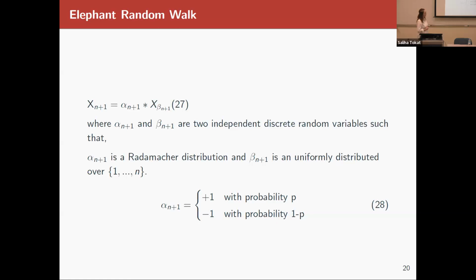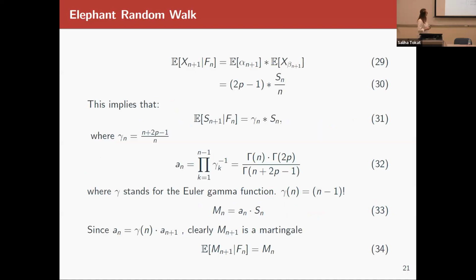So X_n is the step. Alpha is a Rademacher distribution; it is either 1 or -1. Beta is uniformly distributed over this set, so we are choosing randomly from our jar. p is here our memory parameter. So actually we are using our sample with probability p, or not using it with probability 1 minus p.